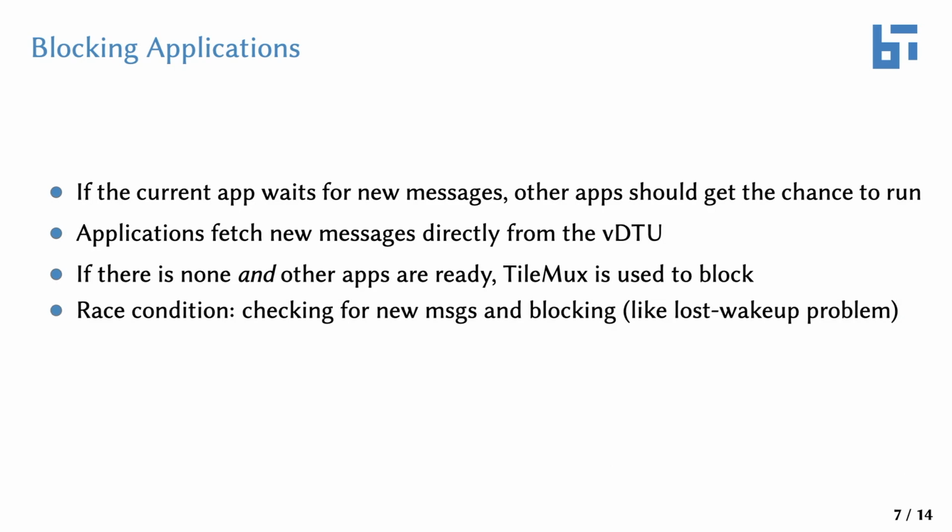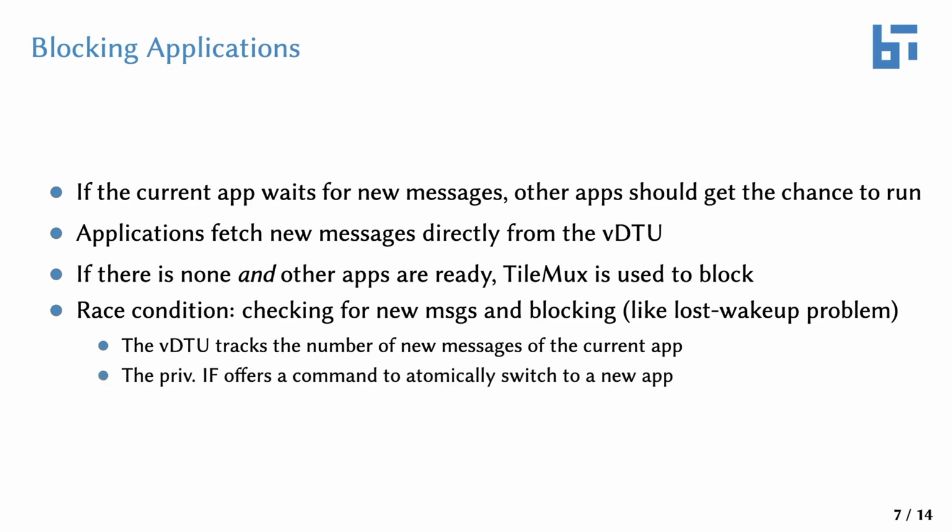However, it's actually not that simple because there's a race condition. We cannot just first check for new messages, and if there are none, block the applications. Because this is similar to the lost wake-up problem, where we might receive new messages in the meantime and then lose these message notifications. We solved this race condition by not just storing which application is currently running, but also tracking the number of new messages for the currently running application. And therefore, the DTU tracks them by incrementing and decrementing the counter correspondingly. Additionally, we offer a command in the privileged interface that allows to atomically switch to a new application, which can be used by tilemux to prevent that message notifications are lost.